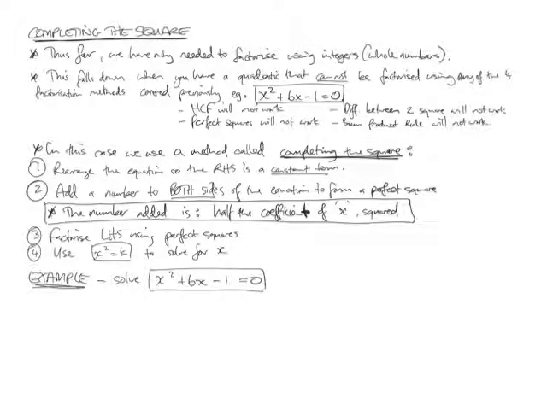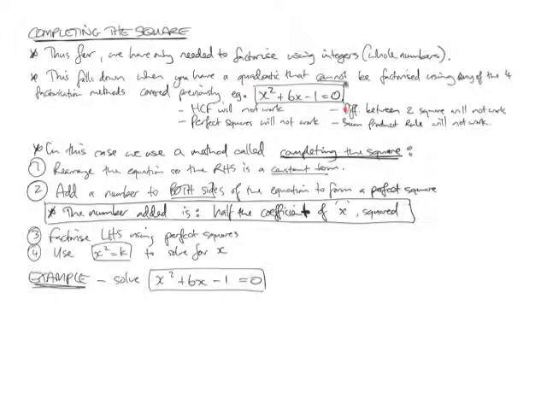Alright guys, this is another video on completing the square. So far we've only needed to factorize using integers, whole numbers. That falls down, obviously, when you have a quadratic that you can't factorize using any of the four methods we've gone over previously, because they rely on whole numbers.